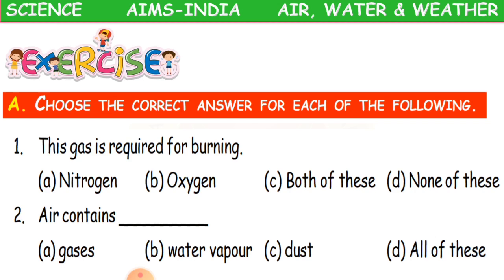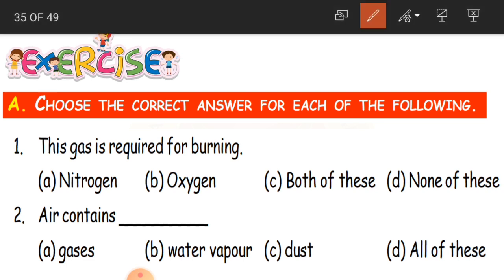Now here, choose the correct answer for each of the following. Okay. The gas required for burning. So which gas is required for burning? Either nitrogen, oxygen, both of these or none of these. Both of these means nitrogen and oxygen. None of these, neither nitrogen nor oxygen. So what is the answer? It is B option, that is oxygen.